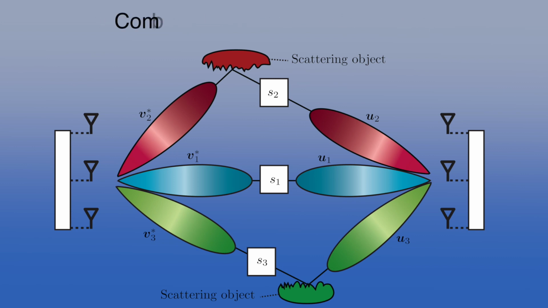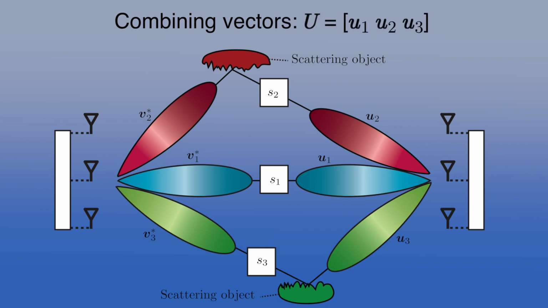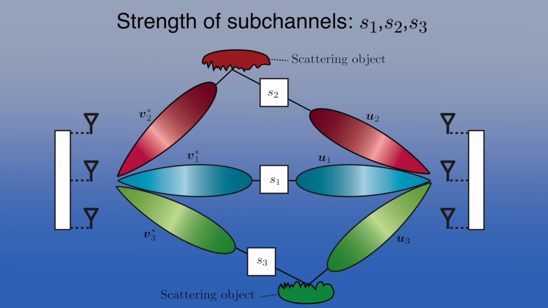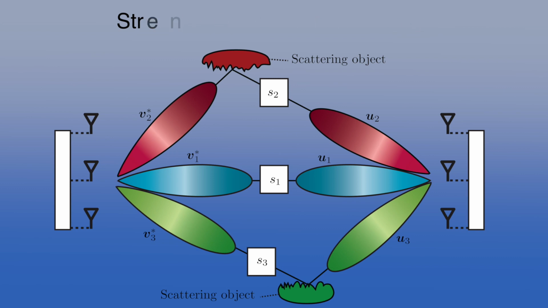And at the receiver side, we have a combining vector, which is taken as one of the columns of U. So we have the red, blue, and green one. Then the strength of each subchannel is given by the singular value. So S1 is the strongest one, then comes S2, and then finally S3.